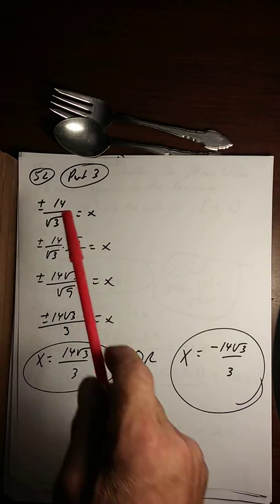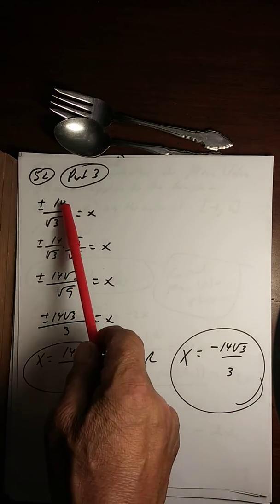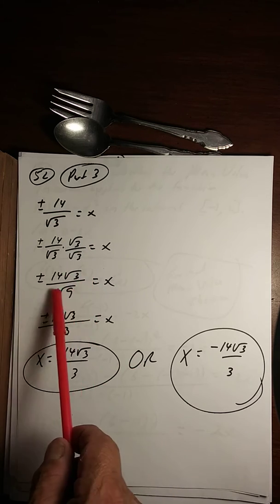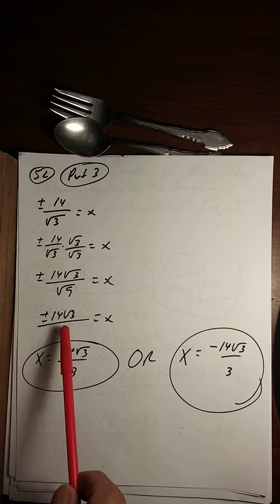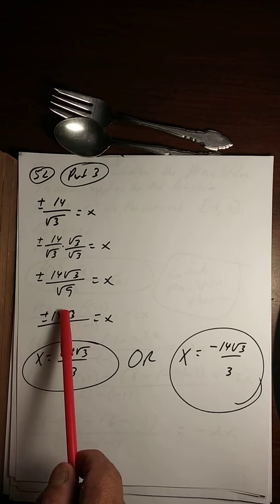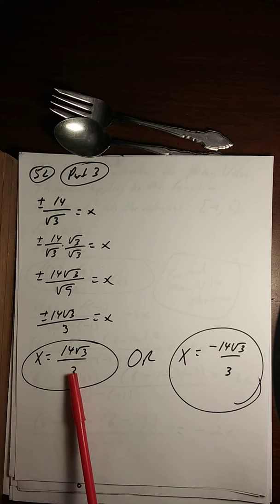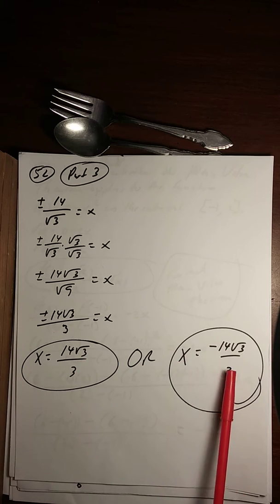But we can take the square root of that number, which is 14. But now multiply by the square root of 3, multiply across, this and this will be the square root of 9, and the square root of 9 is 3. We have plus or minus 14 square root of 3 over 3, so two answers: 14 square root of 3 over 3, or negative 14 square root of 3 over 3.